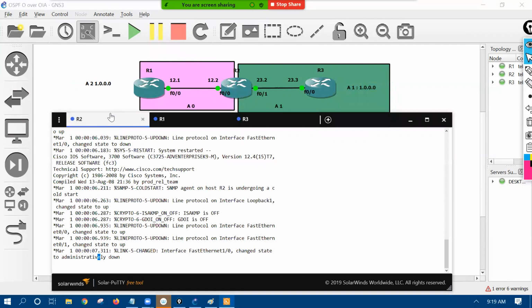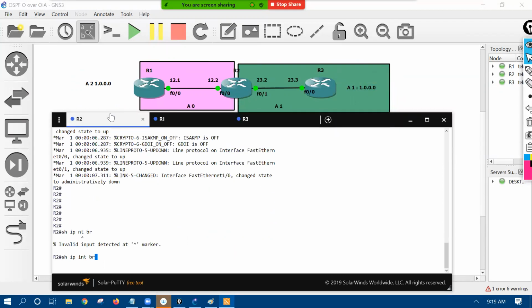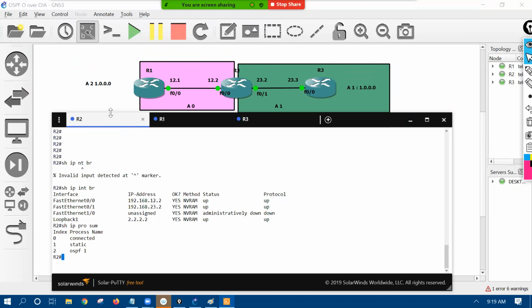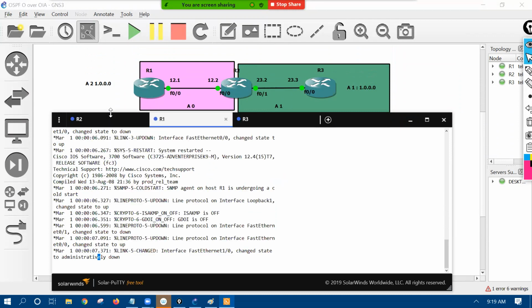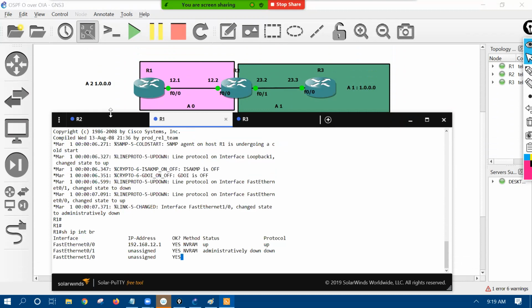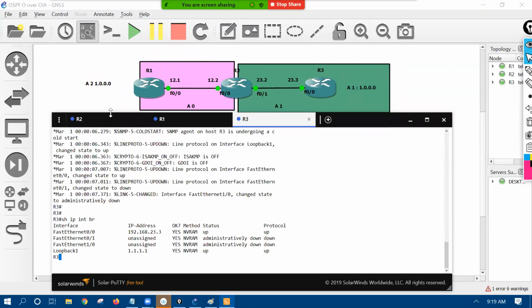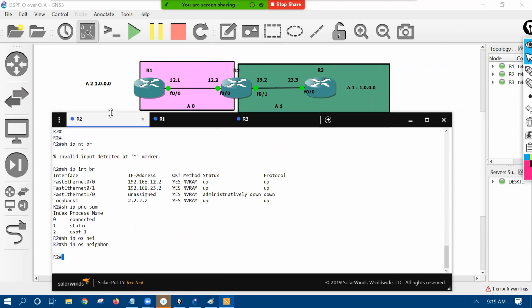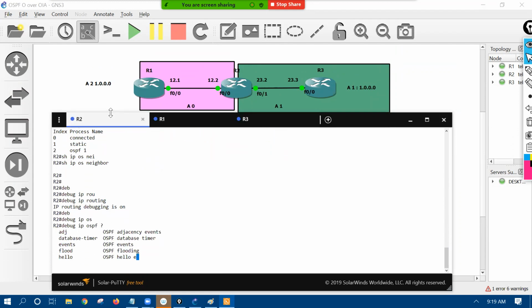So we have R1, R2. Let me configure the IP addressing. Okay, perfect. So show IP protocol summary. Let me configure OSPF on this, and I'm going to do one thing: debug IP routing and debug IP OSPF.